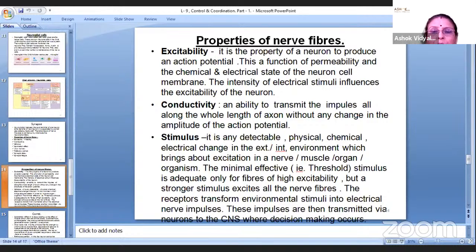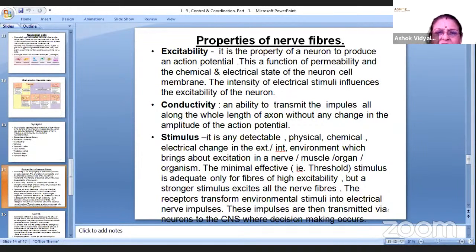It is an ability to transmit the impulses all along the whole length of the axon without any change in the amplitude of the action potential. Okay. Then next is the stimulus. It is any detectable physical, chemical or electrical change in the external or internal environment which brings about excitation in a nerve, muscle or organ.